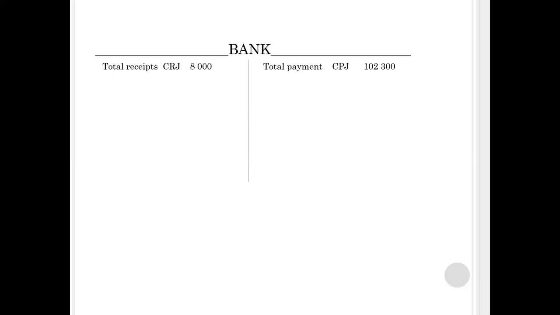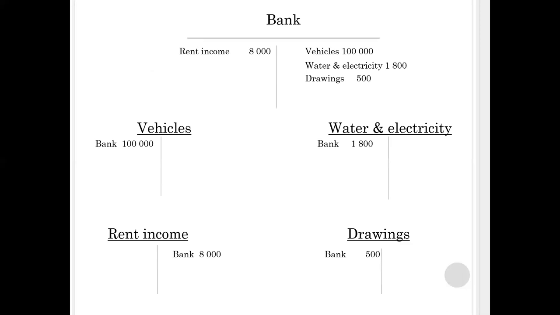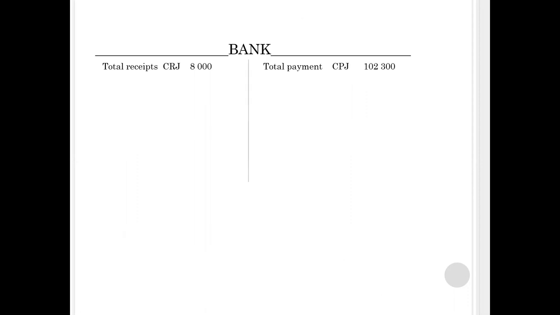Right, so yes, your T account is going to look like this, but only your bank account is going to look like this at the end of the day, where you're going to add up all the totals. On the debit side it will be your total receipts from your CRJ, and on your credit side it will be your total payments from your CPJ.